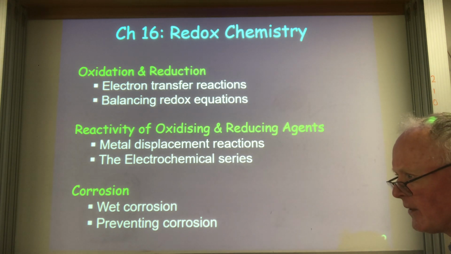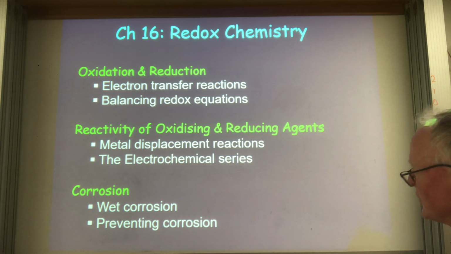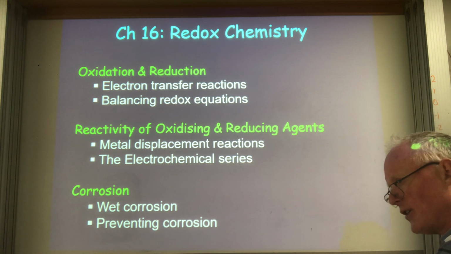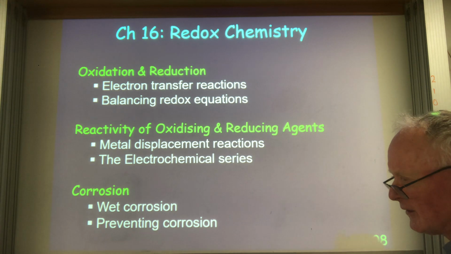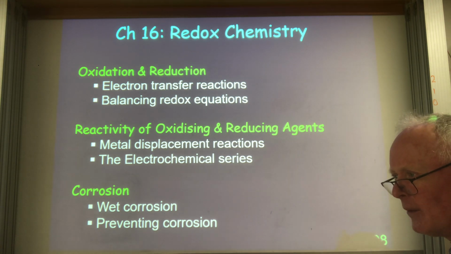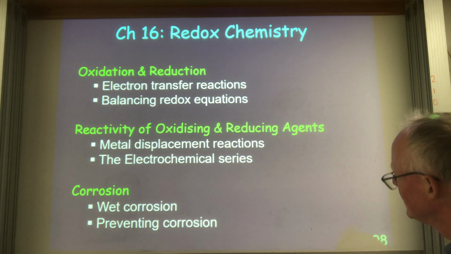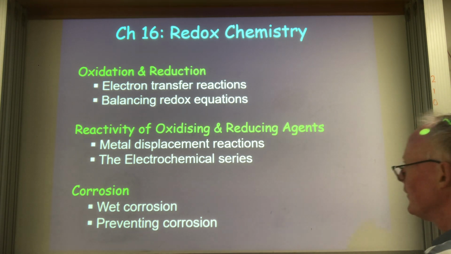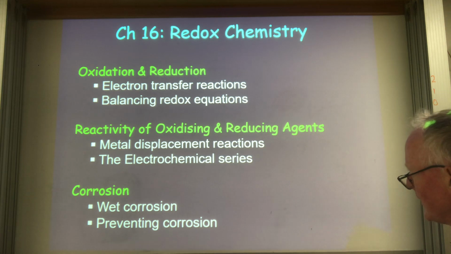Now, we start off with a general introduction to the idea of oxidation and reduction. Don't worry too much if it's not entirely clear what's going on just yet. It all comes together with a little bit of practice later on.